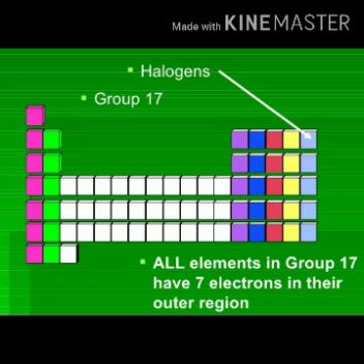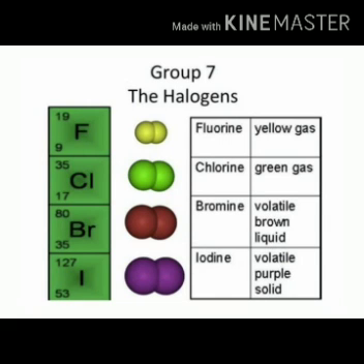Now, let us see gradation in the halogen family. Group 17 contains the members of the halogen family. All of them have the general formula X2. A change in physical state is observed down the group. Fluorine and chlorine are in gaseous state. Bromine is in liquid state while iodine is in solid state.